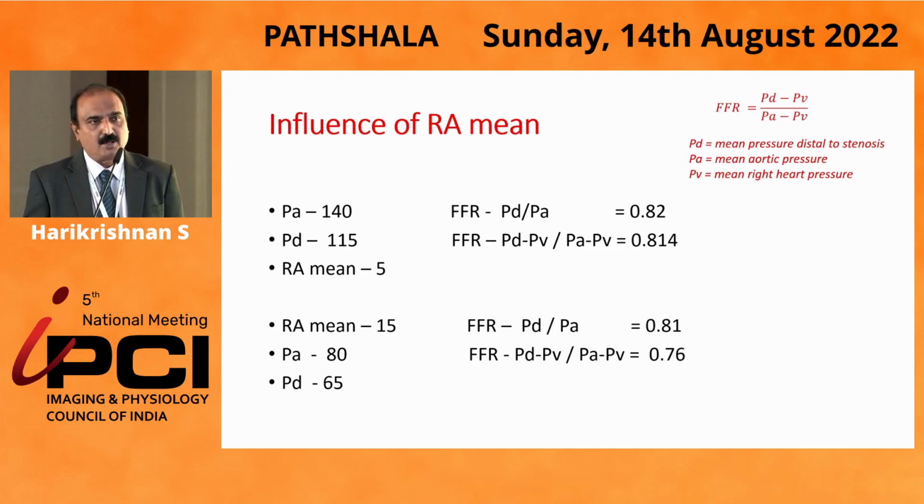When the pressures are normal, RA pressure is normal, the values will not differ. But in the lower panel, you can see the RA mean is high. Patient in congestive heart failure, there is a low blood pressure, 80 and 65. You can see that the values, when you use these two formulas, are 0.81 and 0.76.